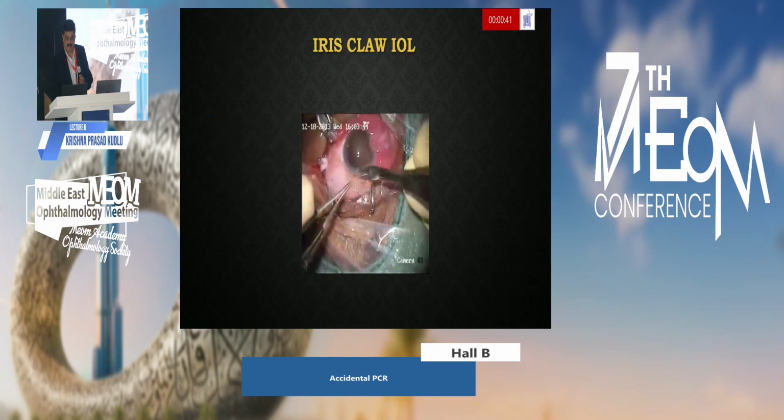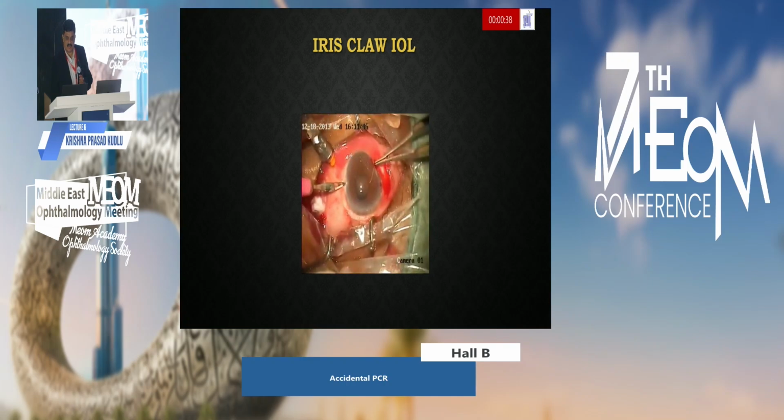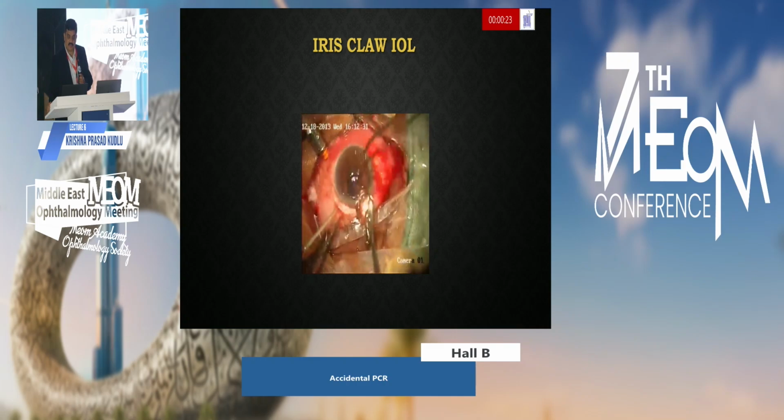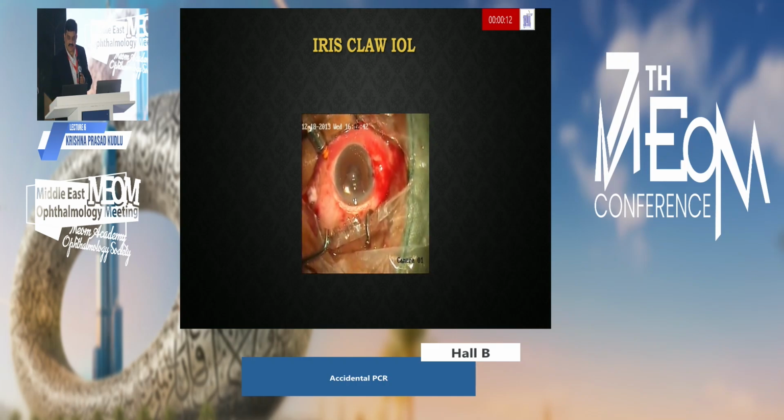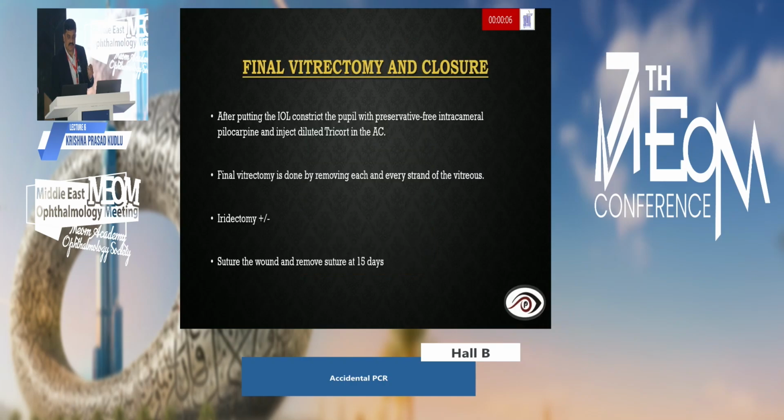One of the techniques, I think most widely practiced in India, is the iris claw lens. Whenever there is a rent, I think nowadays we have stopped doing scleral fixated IOLs unless there is a lot of damage to the iris. Rather, these iris claw lenses give very good results. After doing a proper vitrectomy, go with the claw lens and tuck it under the iris. I think everybody should learn this, as it is a life-saving technique whenever there are major serious complications. Finally, vitrectomy is very, very important, and you should also do an iridectomy and suture the wound, and you can remove the suture at the end of 15 days.